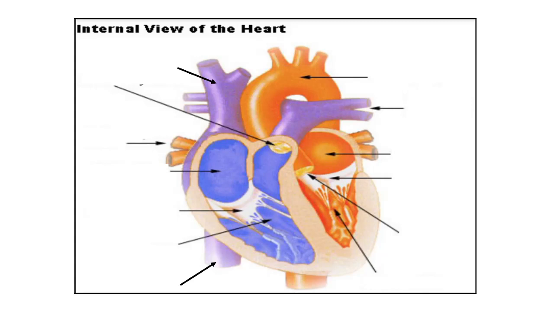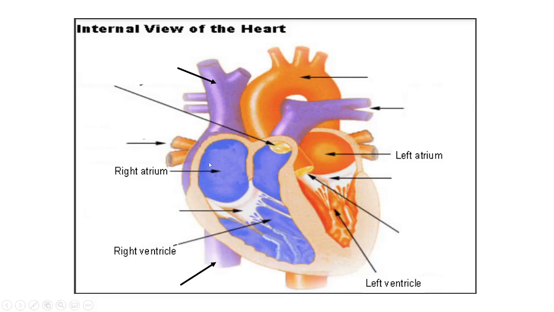So the 4 chambers are known as the right atrium, the right ventricle, the left atrium, and the left ventricle. So there are 2 upper chambers, which are known as the atria, and then we have the 2 lower chambers, which are the ventricles. And blood passes through a valve before leaving each chamber of the heart.